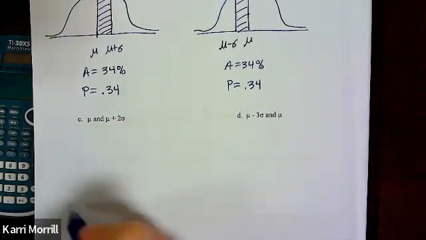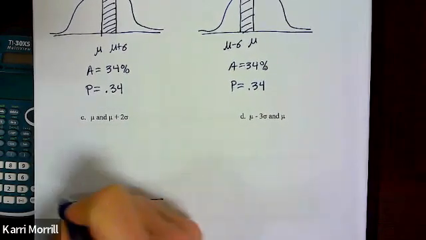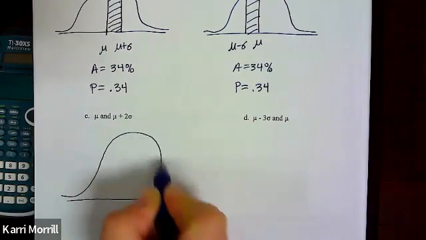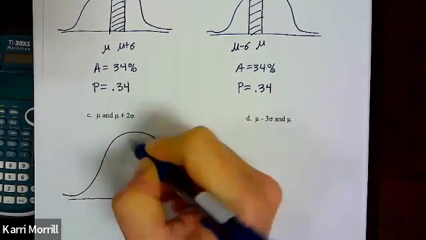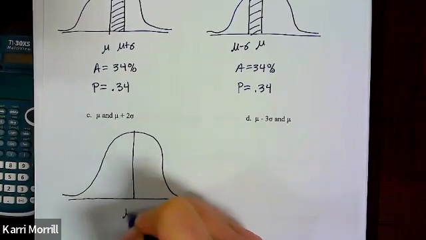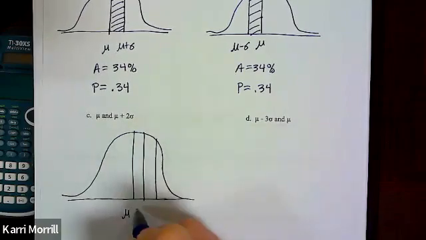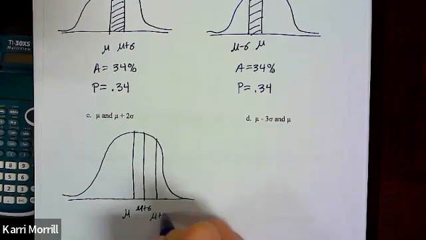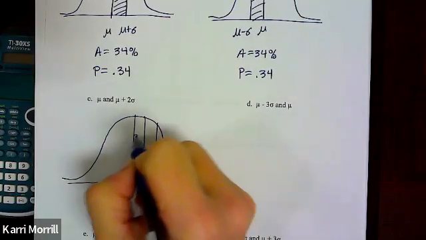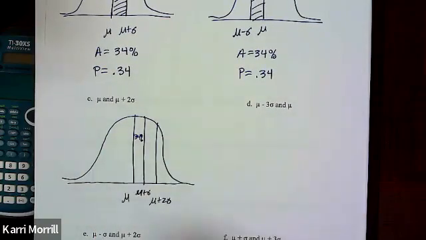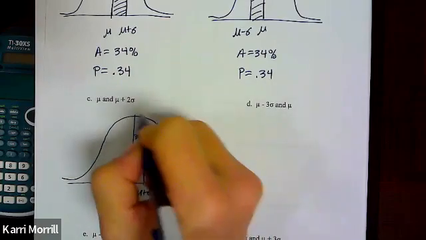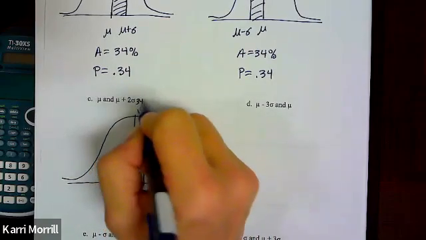Now, if we were asked to find the area between our mean plus 2 standard deviations, so that's 2 places. So this is our mean plus 1 and our mean plus 2 standard deviations. Remember, this would be 34%. And this is, here, I'll write it like this, 34%.